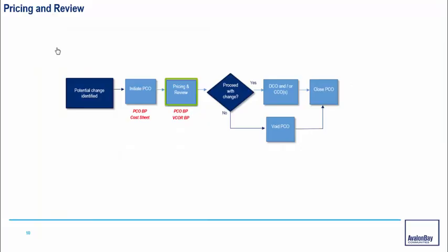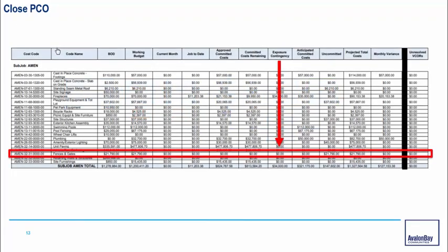Next, you'll review your pricing and review your options, and you may even need to update your pricing on an ongoing basis, which the system allows for. Eventually, you'll need to determine if you're going to proceed with the change. Once you've made your decision to either proceed and create a DCO and/or a CCO, or that you're not and you just want to void the PCO, you'll eventually get the record over to close. And once the PCO closes, any dollar amount associated with that PCO will drop off the exposure contingency. Now, if you are moving forward and you've created a CCO, then those numbers will be reflected appropriately here.